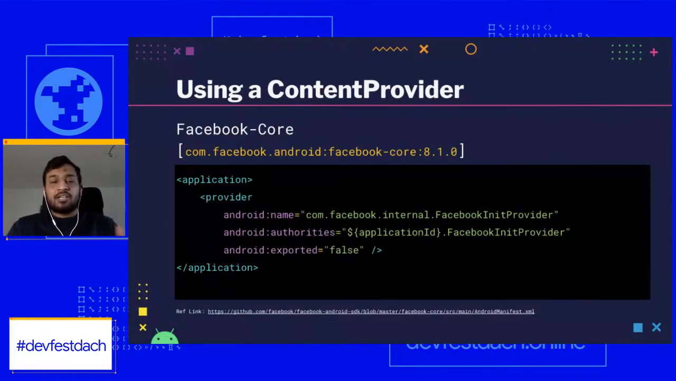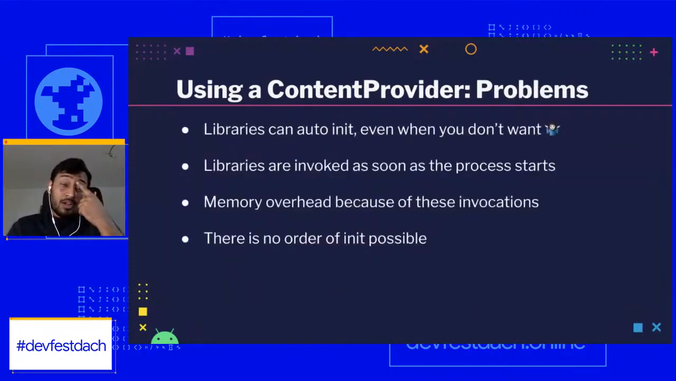A bit not in line with how other libraries are doing this for a particular reason, but this looks more like they just want to be ready for analytics or something like that. So content provider is something that our libraries are using. We understand that. But what's the problem? Well, basically, the libraries can auto-initialize even when you don't want to. As an application developer, they're starting up even when you don't want to. And they are getting invoked as soon as the process is starting up, right?